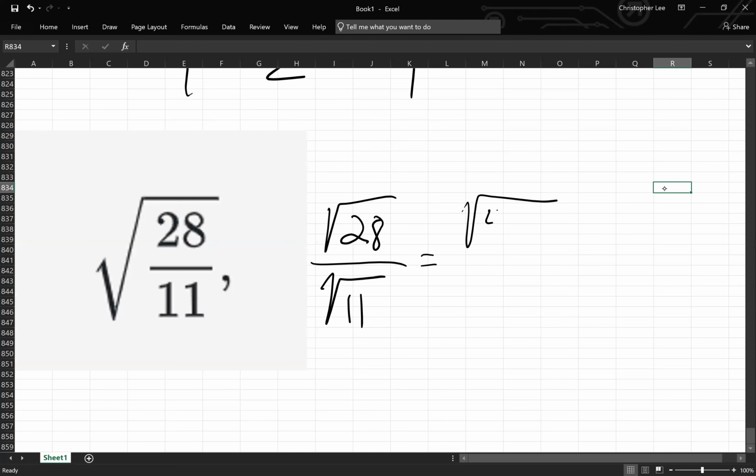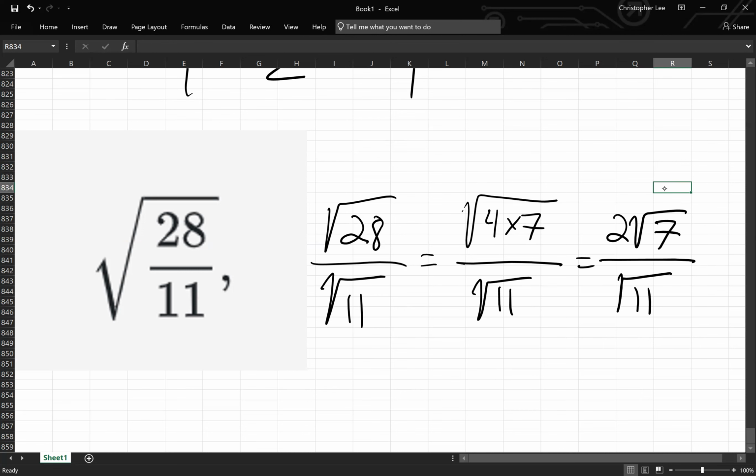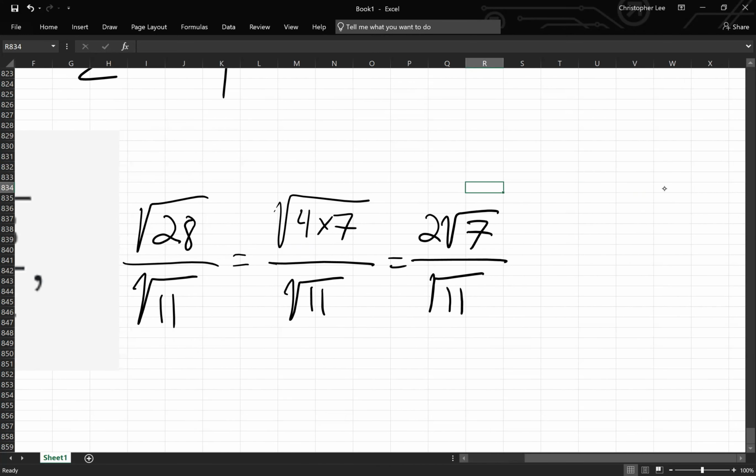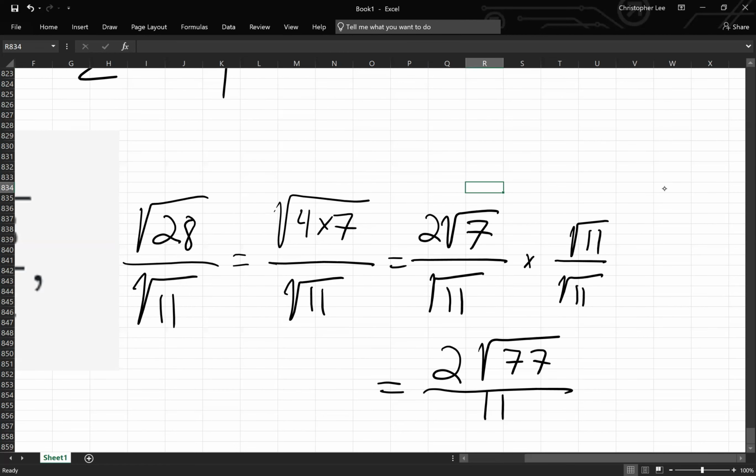All right, so square root 4 times 7, square root 11. So this becomes 2 square root 7 over square root 11. And how do I rationalize the denominator? Copy it, right? Times what? Square root 11. Exactly. What you do to the bottom, you do to the top. Final answer: 2 square root 77 over 11. Questions on that?